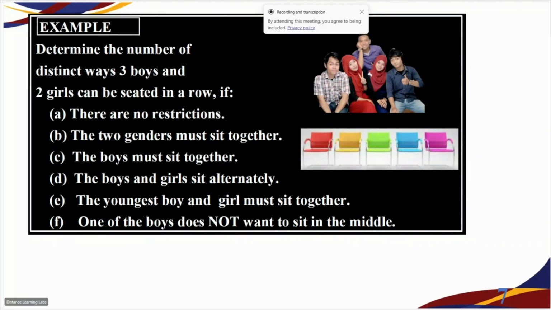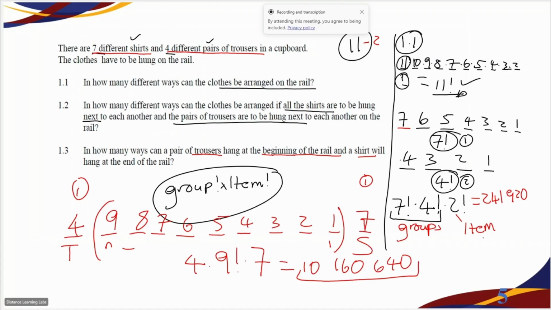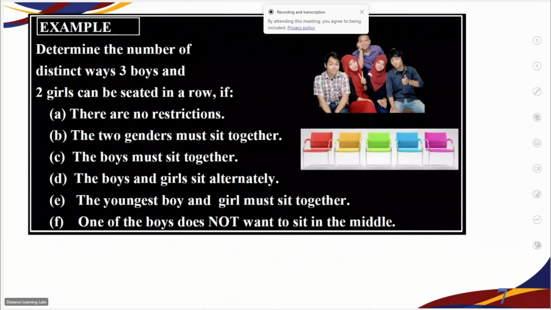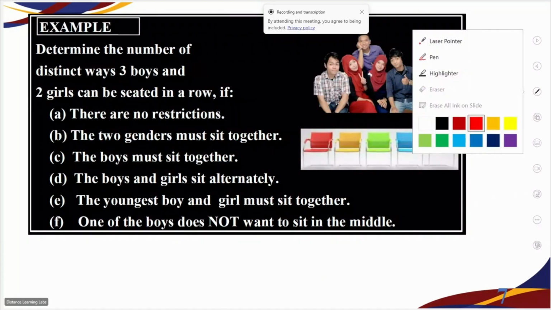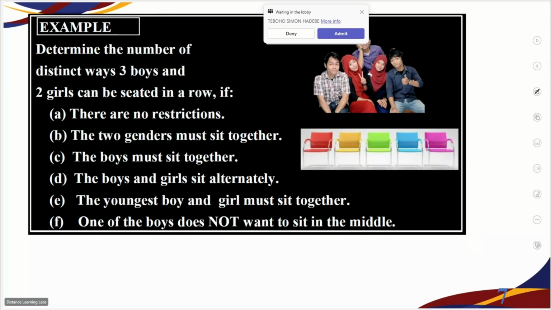Now, for letter A, if we have 5 different people that are competing for 5 chairs, then the number of chairs that they are competing for gives us the number of spaces that you are going to create. We are not creating spaces based on the number of people. We are creating spaces based on the number of chairs that are to be occupied by those people.